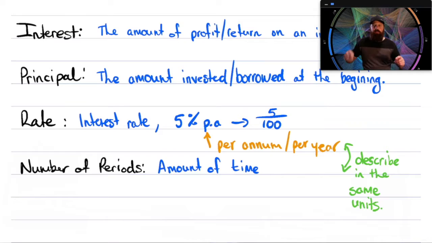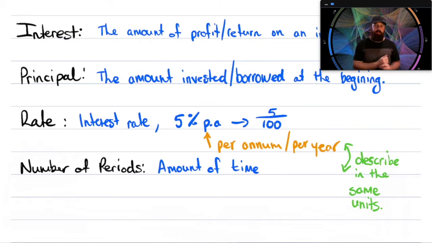So if my interest rate is 5% per annum, well, because it's a per year thing, I want to describe my amount of time as how many years I invested something for. If it was 2% per month, I'm going to describe it as how many months I invested it for. So those two things need to be described in the same units. If one's in years, the other needs to be in years. If one's in months, the other needs to be in months. If one's in days, the other needs to be in days. And yes, there are institutions that will charge you interest per day. A good example of that would be credit cards. If you have a credit card, that's interest per day.